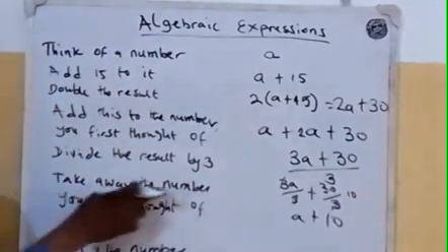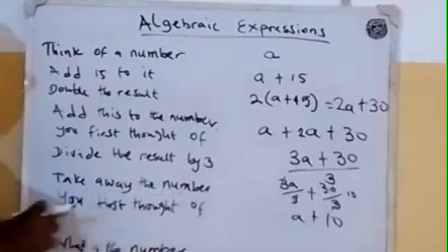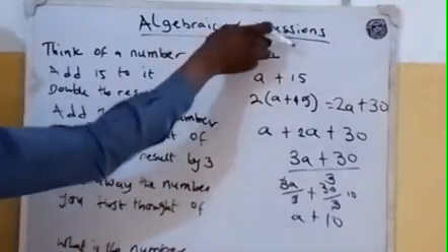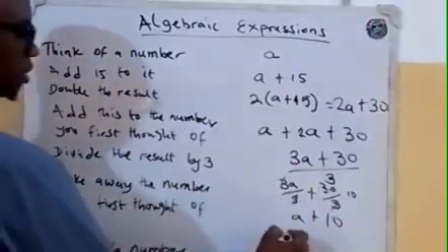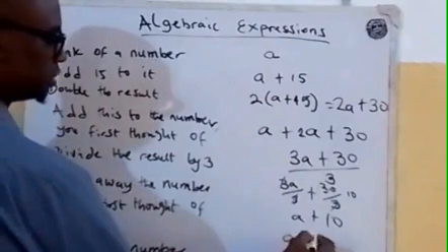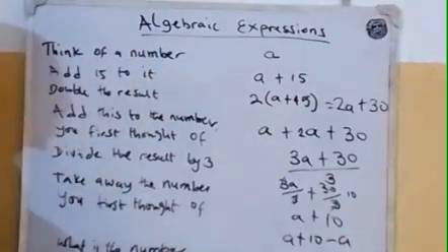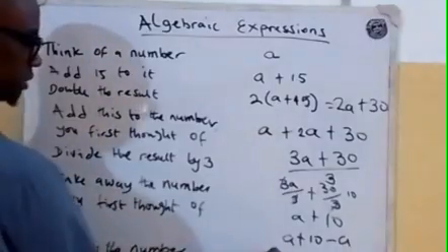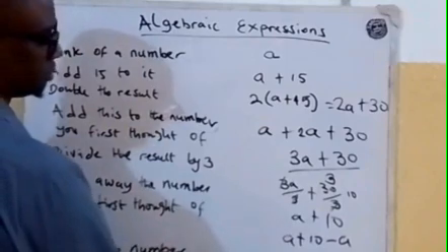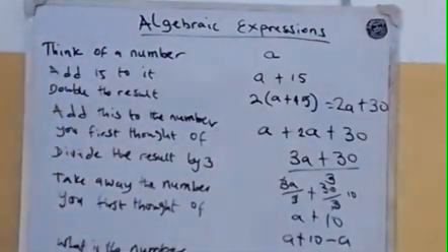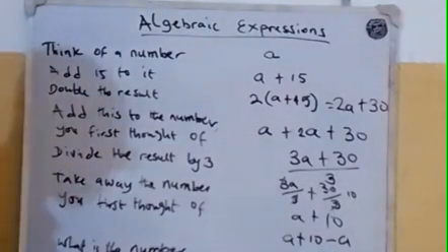So take away the number you first thought of. The first number I thought of is A. So I will say A plus 10 minus A. A minus A is 0. Then the number is 10. So that is the number. This puzzle actually gives us the reality of what an algebraic expression is.